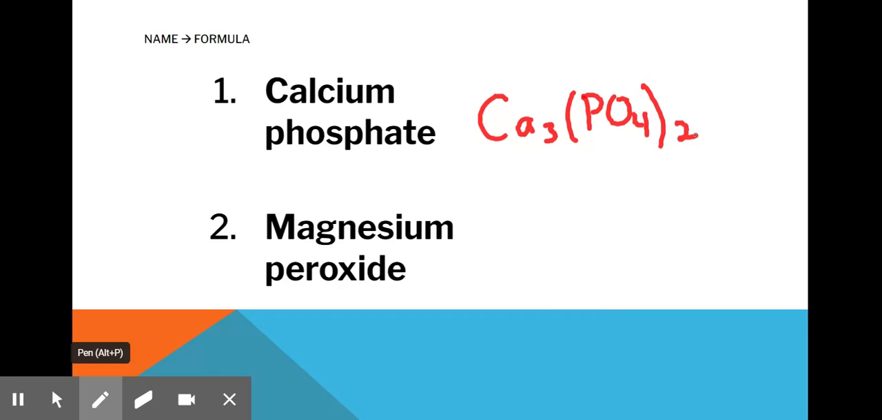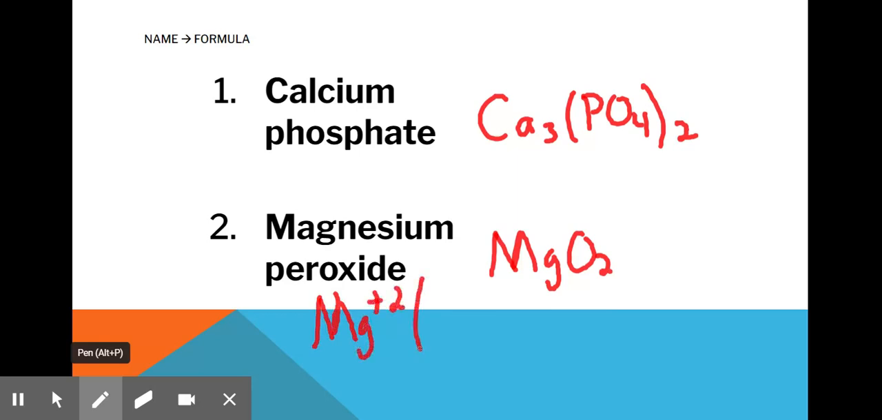For magnesium peroxide, you should have gotten MgO2. Mg has a charge of +2. Peroxide is O2 with the charge of -2. So in parentheses, you put the O2, -2 outside. This is worth going over. Mg, charge of +2. Peroxide is O2 with a charge of -2.